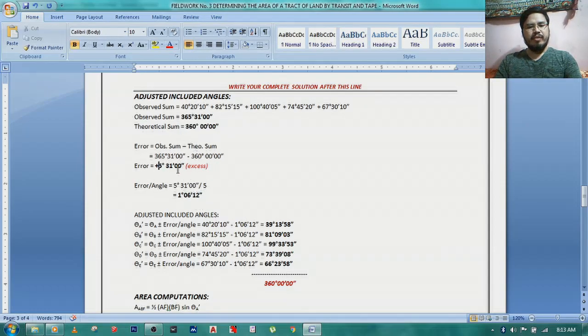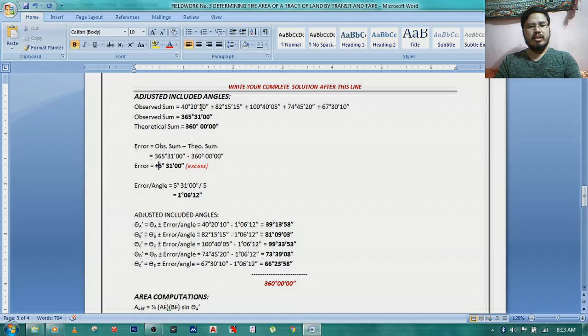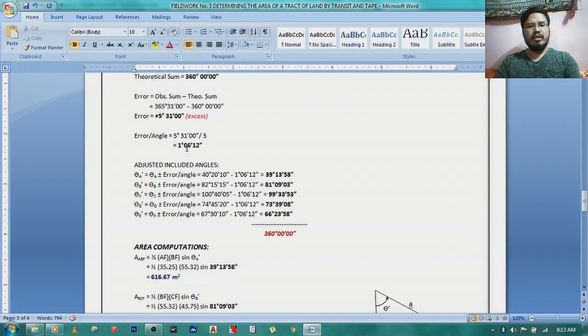So next, we are going to compute the error per angle. We have the total angular error divided by 5. Why 5? Because we have 5 observations or 5 angles: 1, 2, 3, 4, and 5. That gave us a value of 1 degree 6 minutes and 12 seconds.